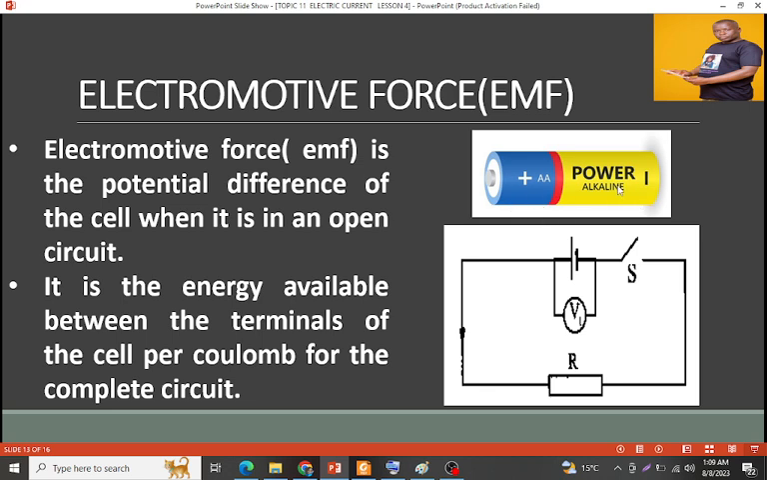So when you buy a cell like this, they indicate 1.5 volts. That one is not a voltage when you measure it before connecting it to the circuit. It's rather an EMF, electromotive force. Electro is for electrons, motive is for motion, so it's a force available, the energy available to move a coulomb in a circuit.